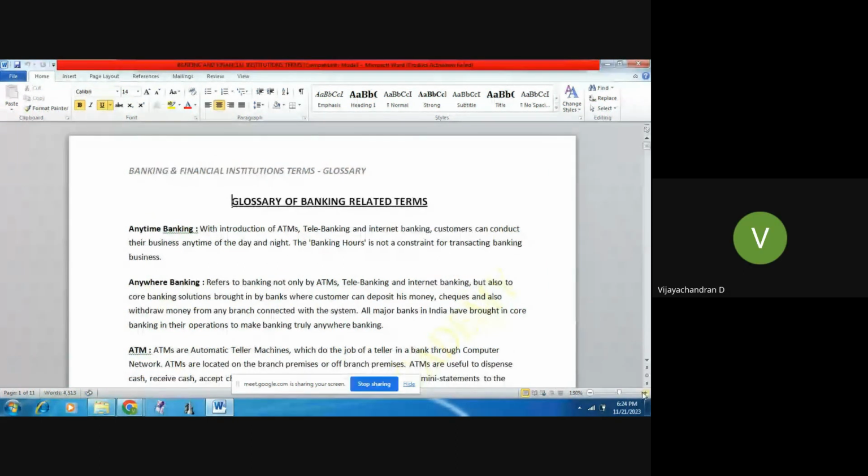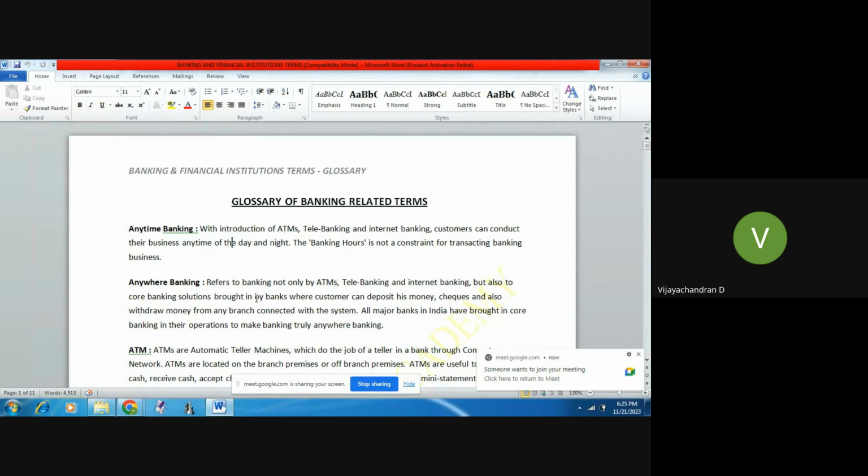So this is my segregation of the class. First we have to see the terms from A to Z. If you understand the terms, then answering the questions will be very easy. After understanding the basic terms, we'll go for the different units. So first I'll start with A.